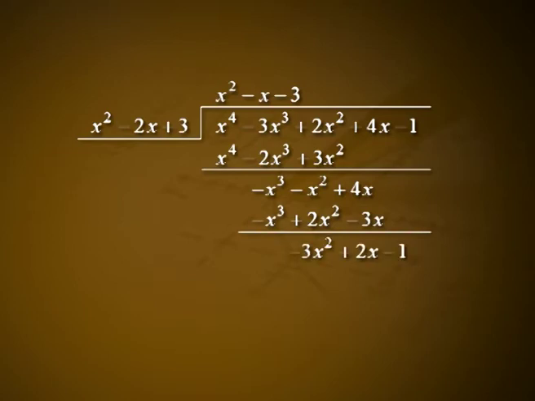Take -3. -3 times (x^2 - 2x + 3) gives -3x^2 + x - 4. Subtracting, we obtain x + 3. Thus, q(x) = x^2 - x - 3 and r(x) = x + 3.